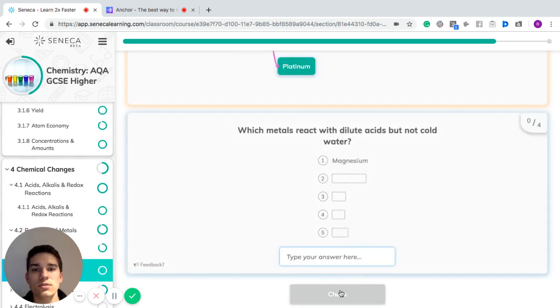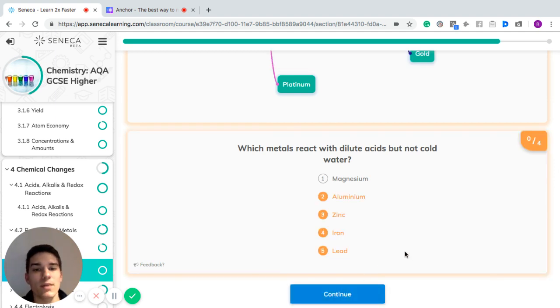Now, which metals react with dilute acids but not cold water? So the first one will be magnesium, aluminium, zinc, iron, and lead. Remember, you've got those other three, potassium, sodium, and lithium, that do react with cold water.